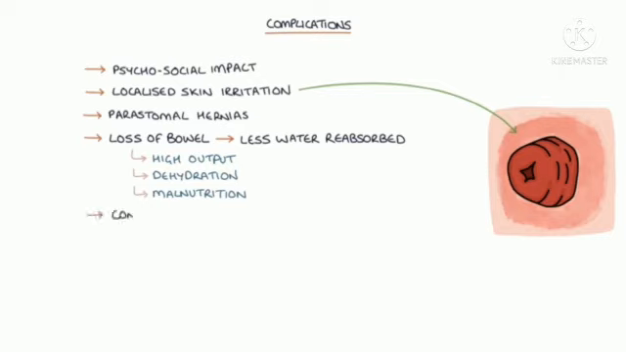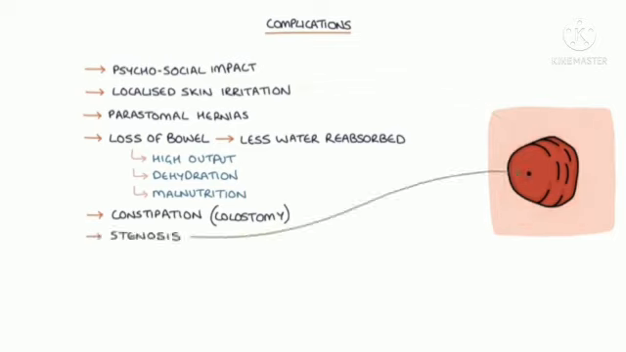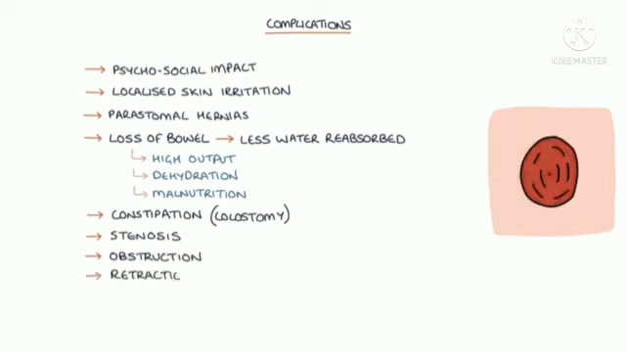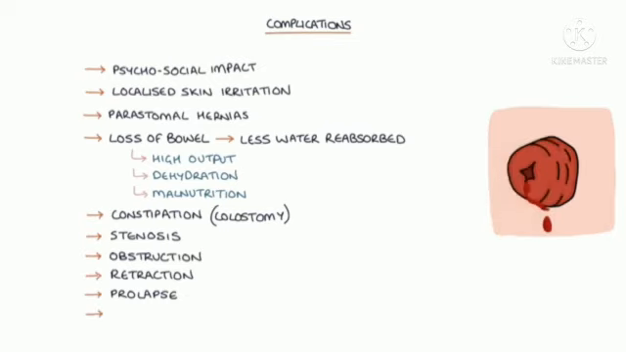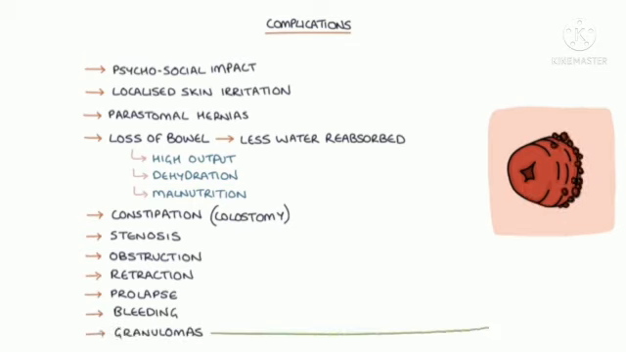Patients can develop constipation with stomas, particularly with colostomies. There can be stenosis of the stoma, obstruction, retraction, which is where the stoma sinks into the skin, prolapse, which is where the bowel telescopes through the hernia site, bleeding, and granulomas can form, which cause raised red lumps around the stoma.